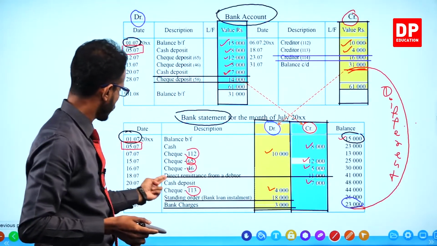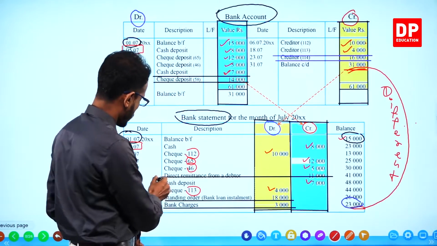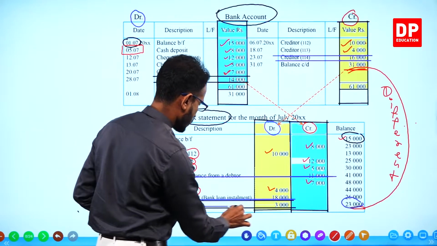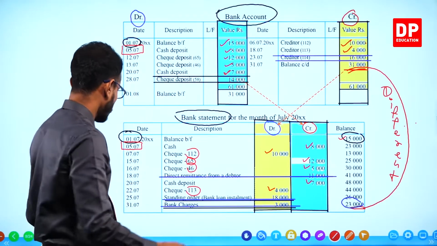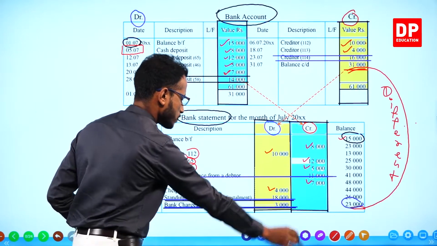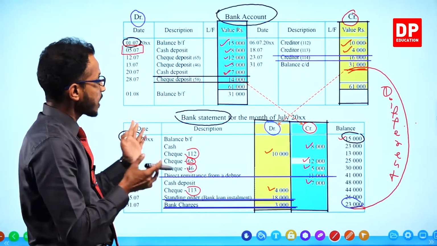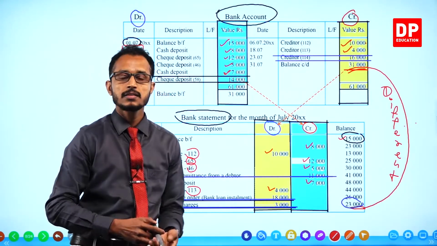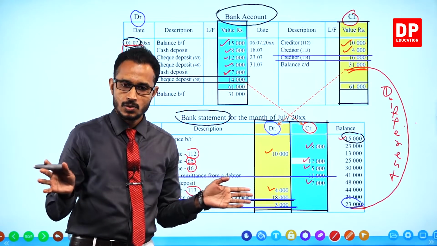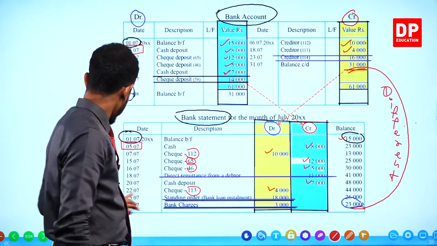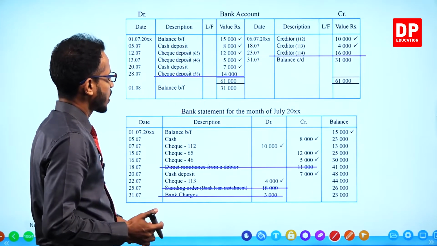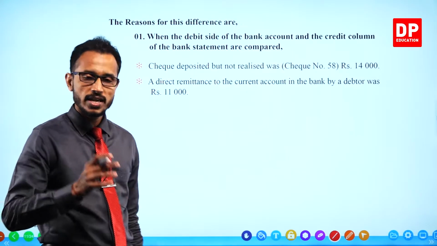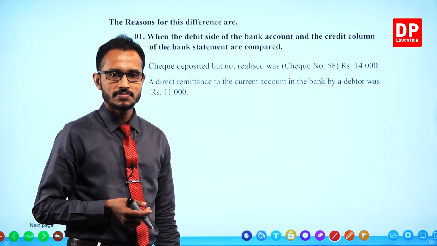As you can see, children. These are the reasons for the difference in the two balances. Voila. Okay. Children, with this information, we can prepare the bank reconciliation statement. Shall we?